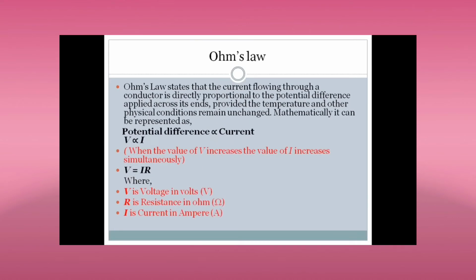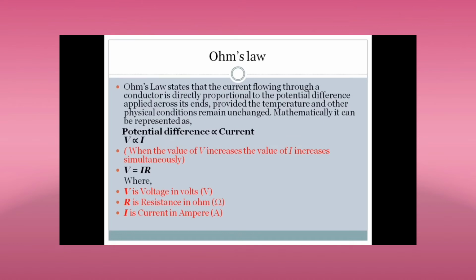Next, Ohm's law. Ohm's law states that current flowing through a conductor is directly proportional to the potential difference applied across its ends, provided the temperature and other physical conditions remain unchanged. Mathematically, how will you write it? Potential difference V is directly proportional to current I. It means if the value of V increases, the value of I will also increase.